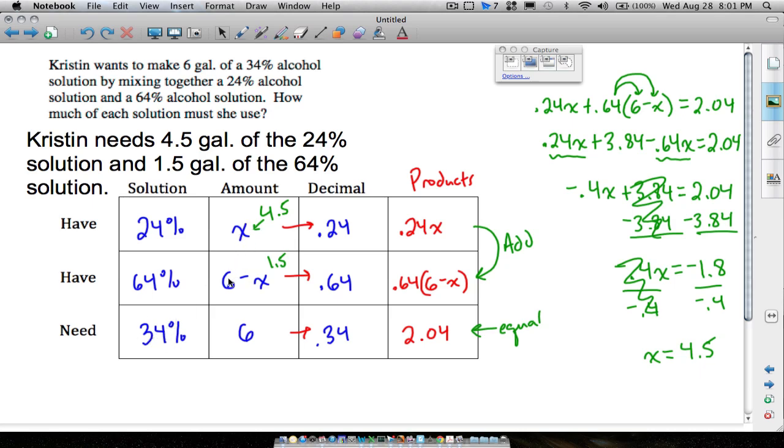And now let's talk about these amounts to maybe help you understand this on a little bit higher level, I guess. What is 34% closer to? Is it closer to 24% or 64%? Whatever percent that is closer to, 34% is closer to 24%. That is why we ended up using more of the 24% than we did the 64%. I guess you can say we're trying to dilute the solution down closer to this number since we wanted a number here that was closer to this.